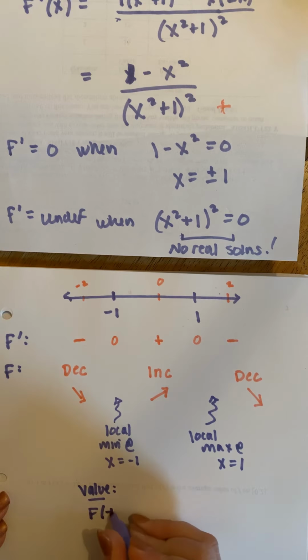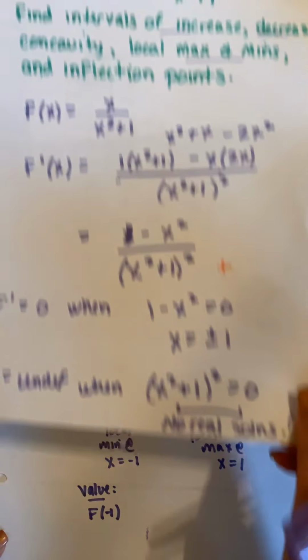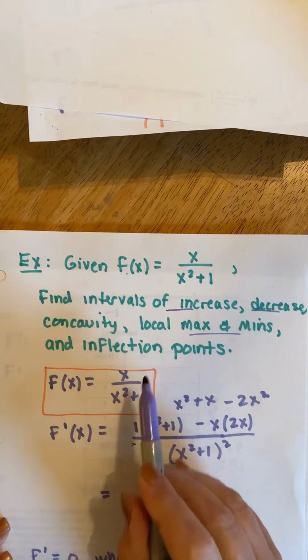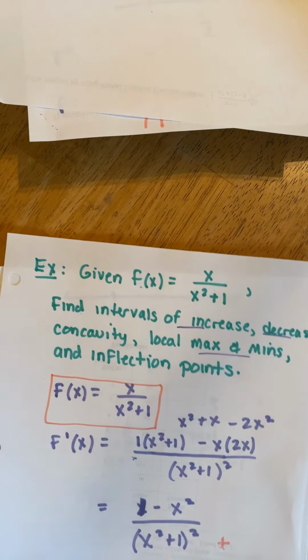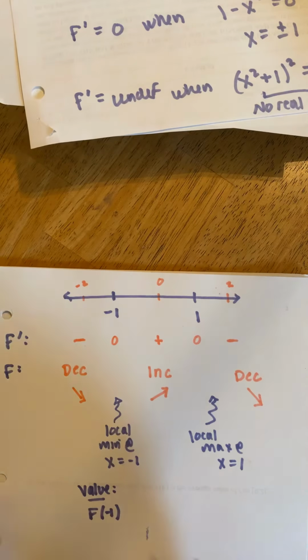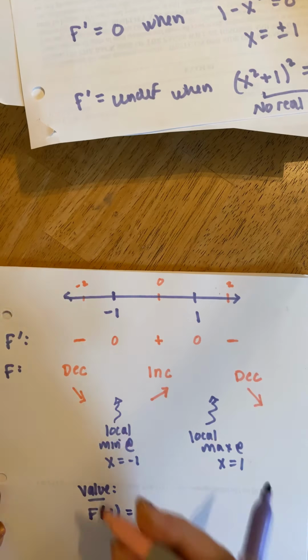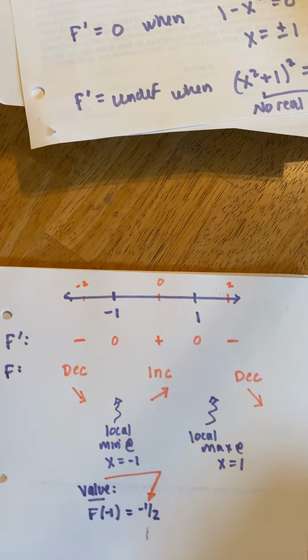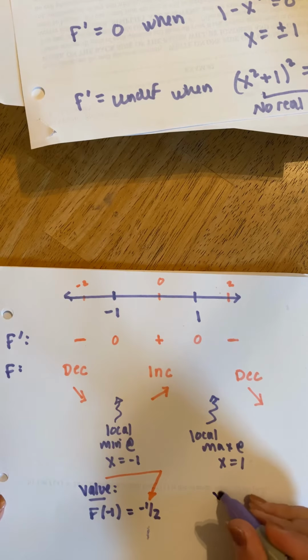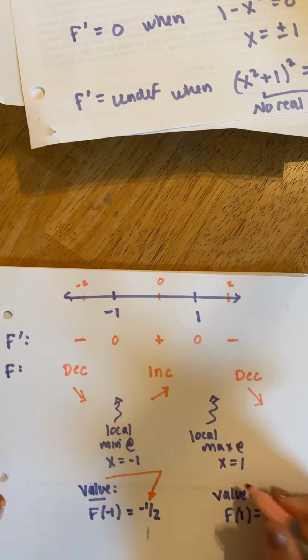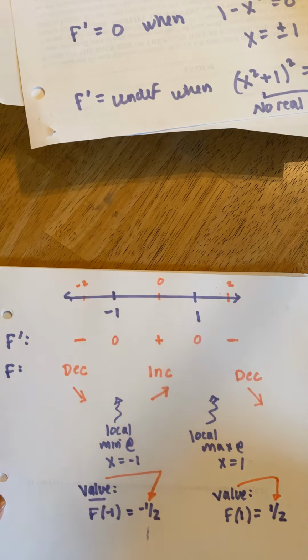The value would be f of -1. We go back to our original function and we stick -1 into the original function. We stick -1 in here, we get -1 over 2. So -1/2. So when it asks for the value, it's always looking for the output. And the value of the local max would be f of 1. We put 1 into the original function. So remember, value is always the output. It's the y coordinate of the local min or max.